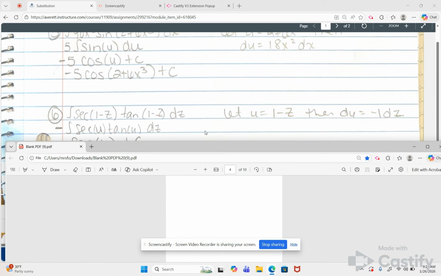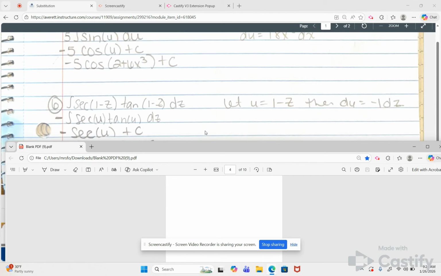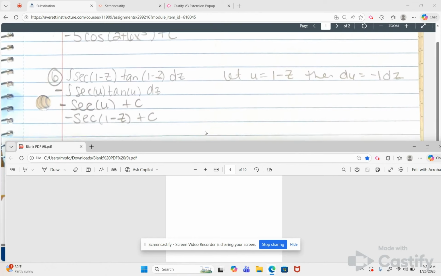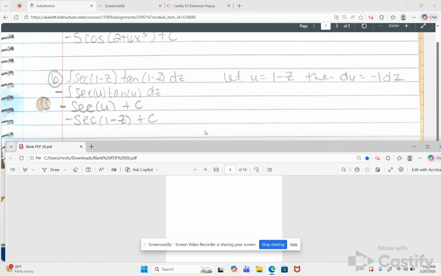So if you go back and you look at our notes of what the antiderivative of secant tangent is, it is secant. So we have negative secant u plus c. Now remember, the whole idea here is substitution. So we want to take our u and substitute it back into the statement. So negative secant of 1 minus z plus c.